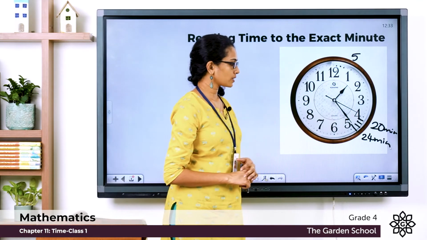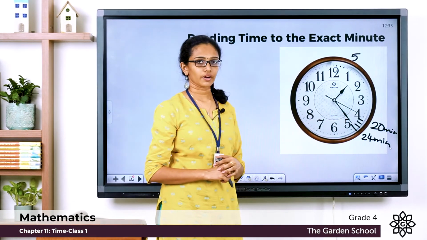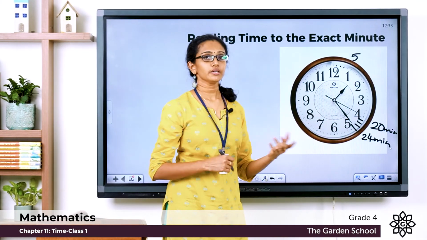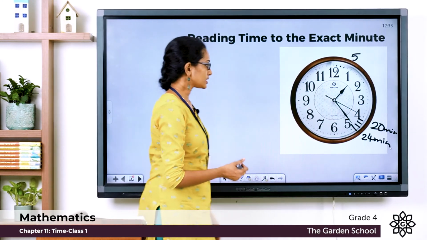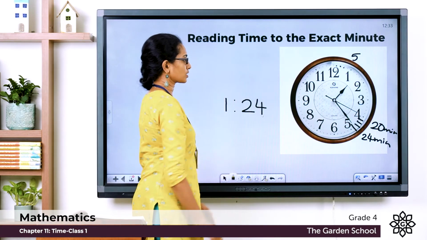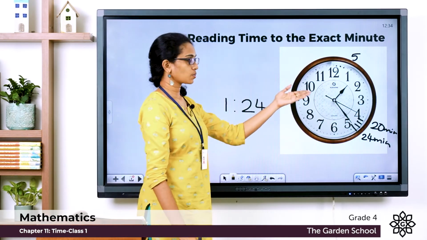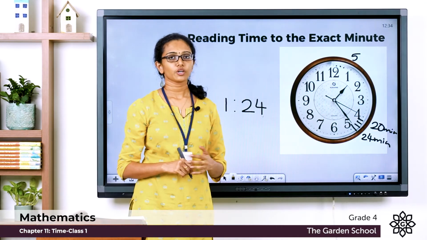So here the needle is pointing to the fourth division between 4 and 5, or you can say the needle is pointed towards the 24th minute. So what is the time here now? Here the time is 1:24. The hour is 1 and it is 24 minutes past 1, or the time is 1:24. So I hope this is clear to you.